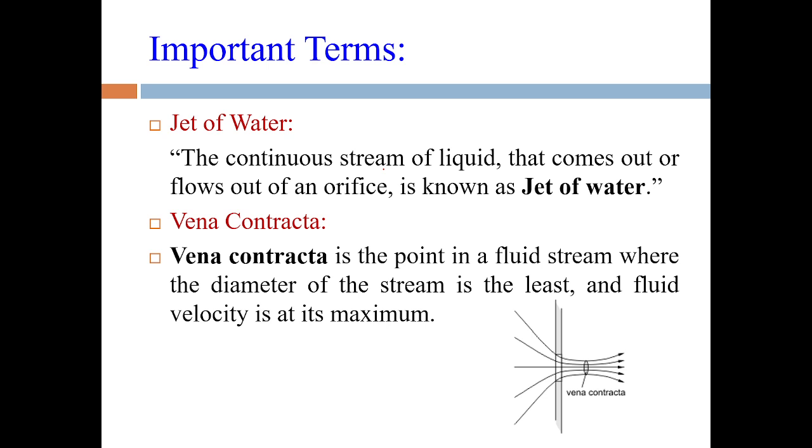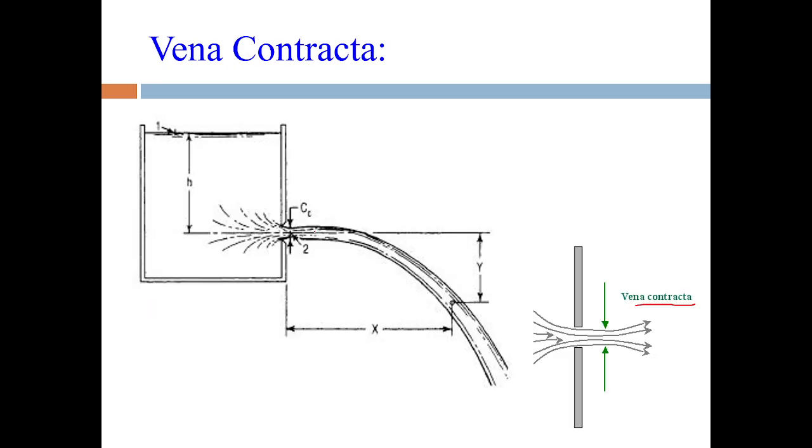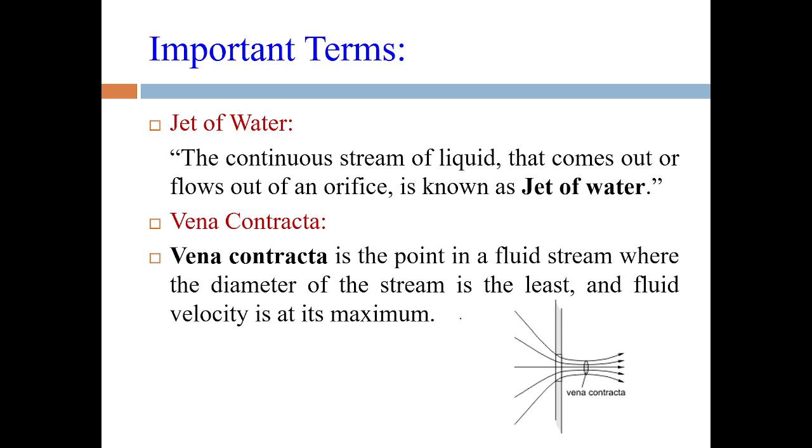So these are some important terms related to orifice. Jet of water is a continuous stream of liquid that comes out or flows out of an orifice, known as jet of water. That is simply, as you can see, this is the jet of water. Vena contracta is the point where the diameter is minimum, the least, and the fluid velocity is at its maximum. You know that when area decreases, the velocity increases. Minimum the dia, maximum will be the velocity.